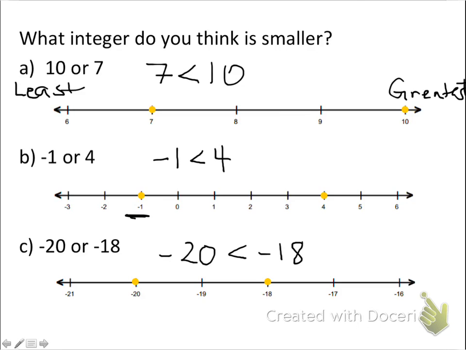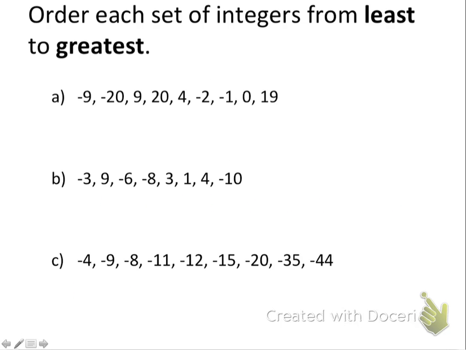Okay, now that we've done comparing integers, we need to talk about how to order them from least to greatest. What we're going to do is start with the biggest negative you can find. So let's look at our numbers here. Where is our largest negative number? I see negative 20 here, and there's no negative number that's bigger than that. So negative 20 will be our first one. That is our smallest integer, negative 20.